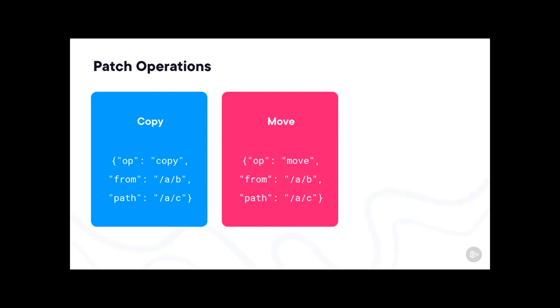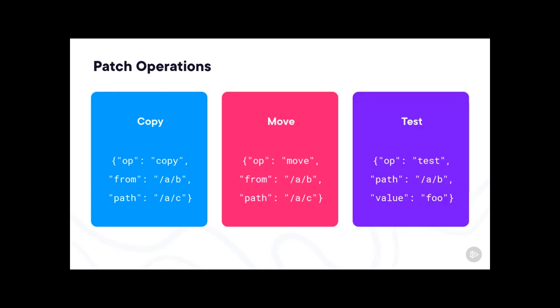Move will copy over the value at the from property to the path property and remove the value at the from property. So this operation is functionally identical to a remove operation on the from location, followed by an add operation at the path location with the removed value. And lastly, test tests that a value at the target location is equal to a specified value.